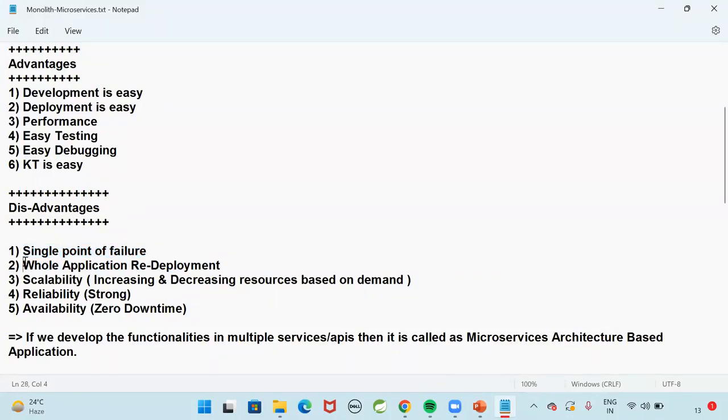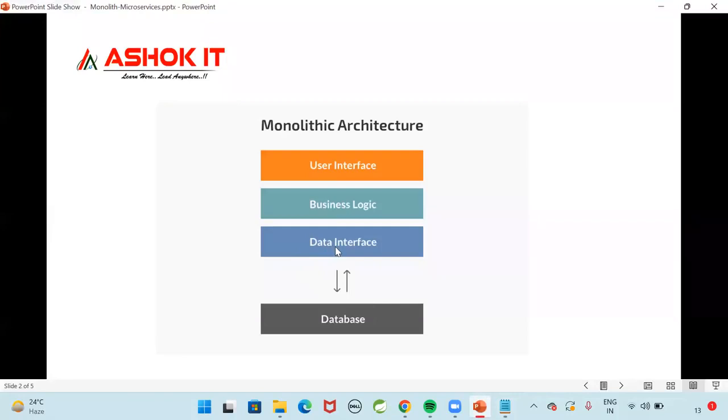And the second one is whole application redeployment. If you make any change in the database layer, then what we need to do?